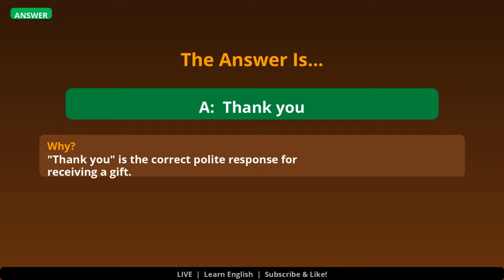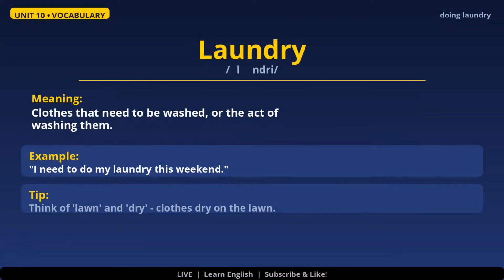Let's continue learning. Check out this new word. The word is laundry. Clothes that need to be washed or the act of washing them. Here's an example. I need to do my laundry this weekend. Remember, think of lawn and dry, clothes dry on the lawn.